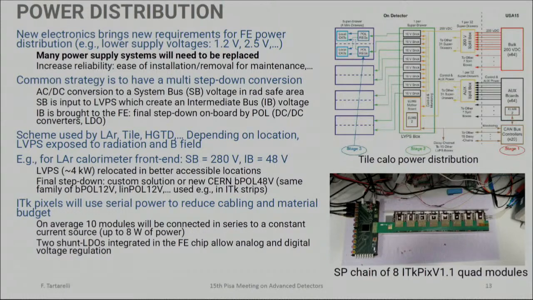The ITk pixel will use a completely different approach. They will use serial powering to reduce the cabling and the material budget. On average, 10 modules will be connected in series to a constant current source up to 8 watts of power, and the 2 shunt LDOs integrated in the front-end chip allow analog and digital voltage regulation.